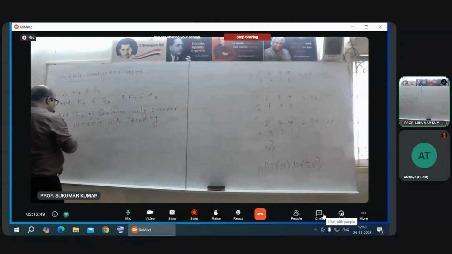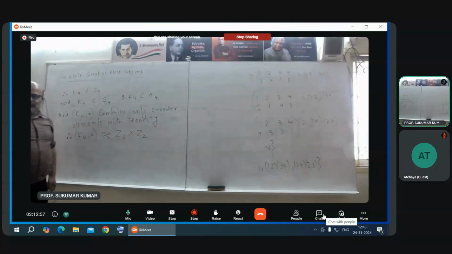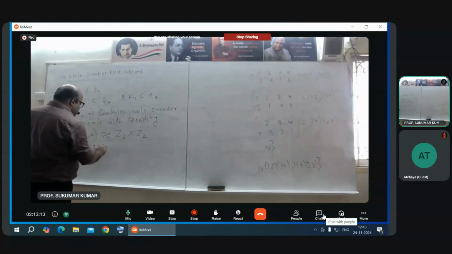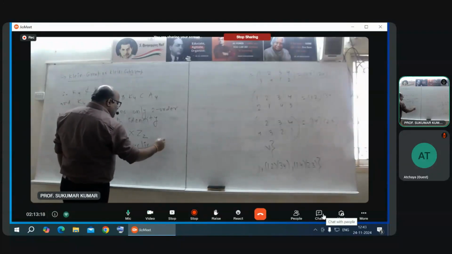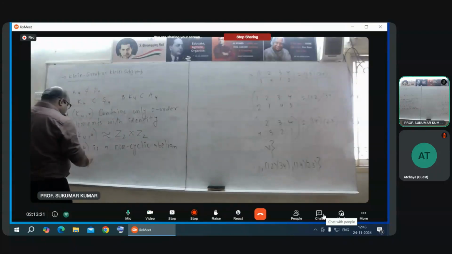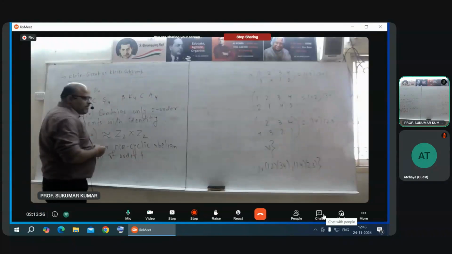So just now I told any group containing only p order elements with identity, we can write this is isomorphic to Zp cross Zp. 4 order, no? K4 contains only 2 order. What is the cardinality of K4? 4. So this is isomorphic to Z2 cross Z2. Okay. So anyhow, finally we can write K4 is non-cyclic. This is not cyclic, a non-cyclic abelian group of order 4.